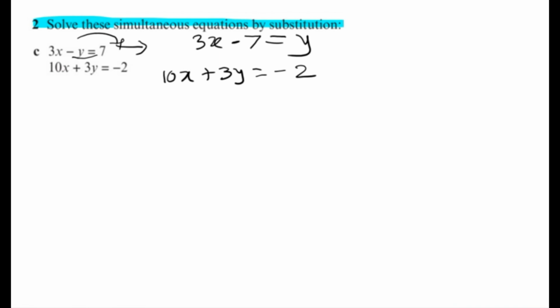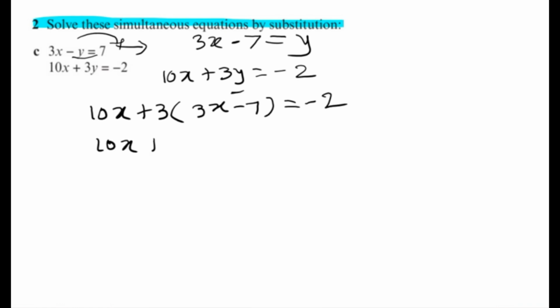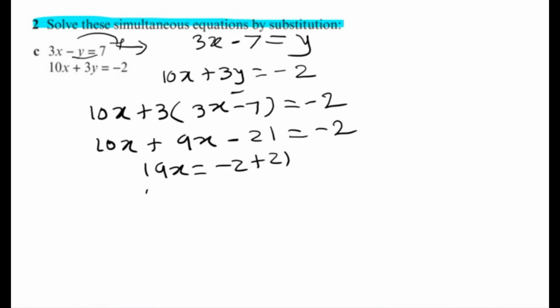Now in this equation, I will substitute the value of y. Okay, so let's see, 10x plus 3. Instead of y, I can substitute 3x minus 7 is equal to minus 2. Now expand the bracket: 3 times 3x is 9x, 3 times minus 7 will give you minus 21, is equal to minus 2. Now 10x and 9x will give me 19x, and minus 2 plus 21. So 19x is equal to 19. So x is equal to 1. So this is the value of x that we are getting.